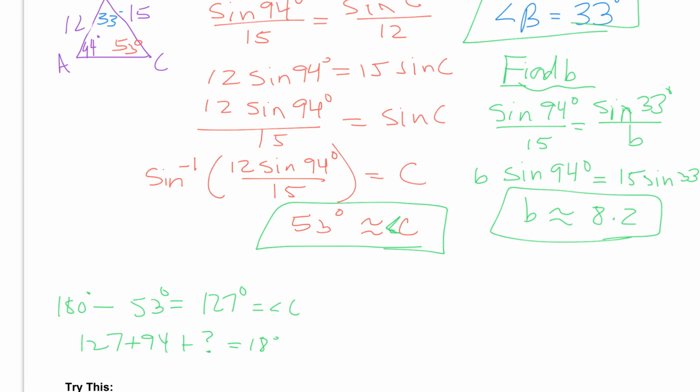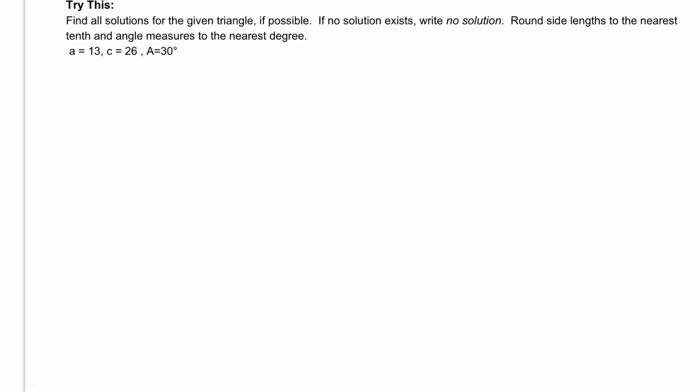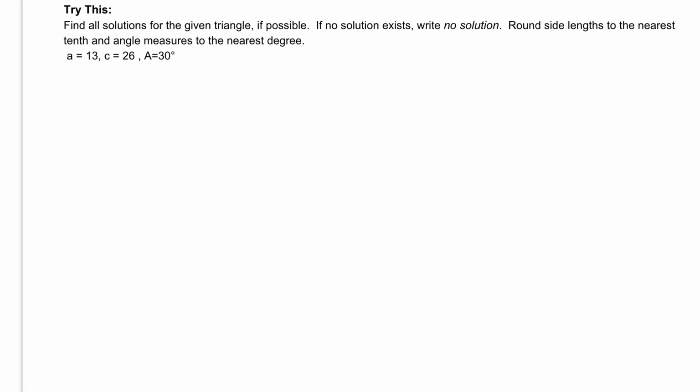Next, I'd like you to do the try this. So you can pause it now, unpause it when you're ready to check your answer. If you did the try this correctly, you should get angle C to equal 1 degree. Angle B is equal to 149 degrees. And side b is approximately 13.4. Let me know if you have any questions.